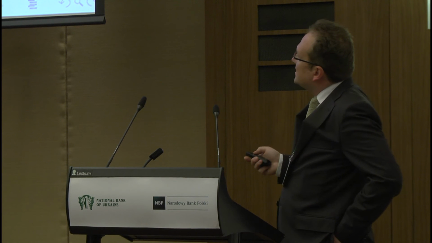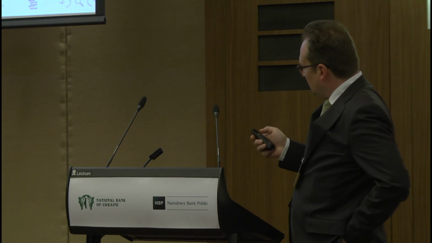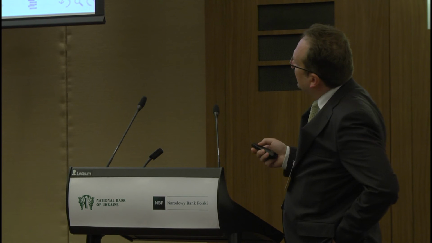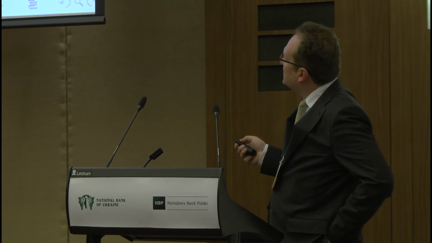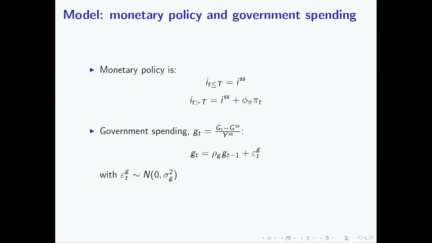All right, so the rest of the model is also standard. Monetary policy here is assumed to be such that the nominal interest rate is held constant at steady state for capital T periods, after which monetary policy follows a Taylor rule. And government spending is just assumed to follow an AR1 process.